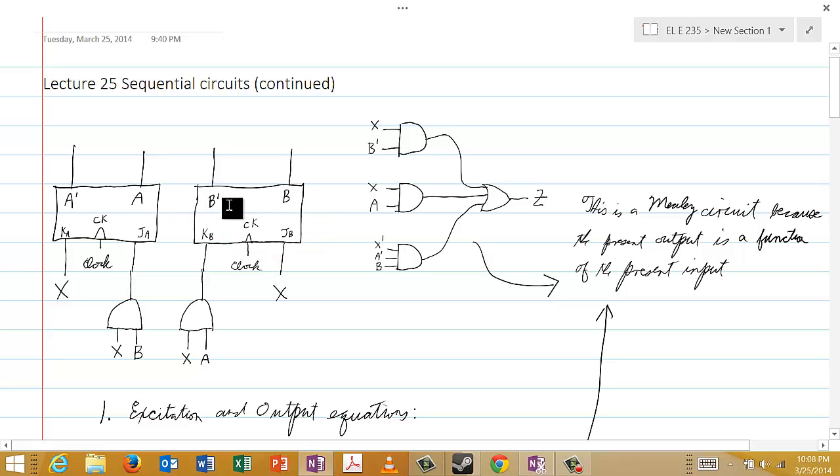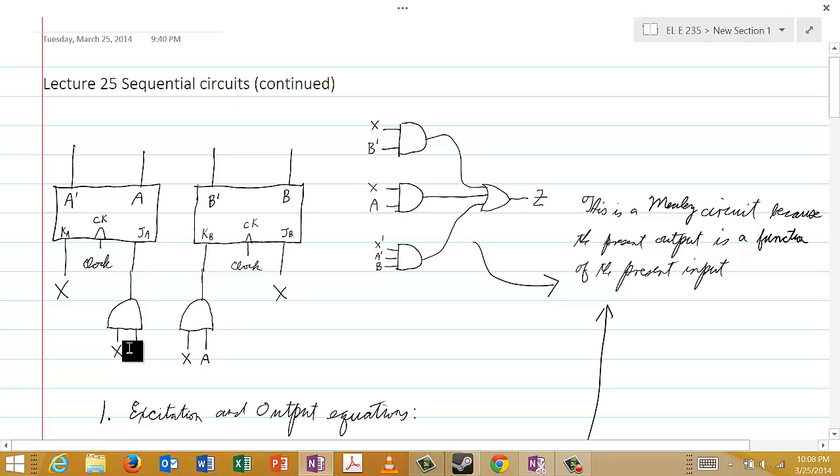We have two JK flip-flops here. The outputs of the first one are A and A prime, and the outputs of the second JK flip-flop are B and B prime. And we'll call the inputs to the first JK flip-flop JA and KA. The inputs to the second JK flip-flop we'll call JB and KB. And you see what signals here determine the J's and K's. Our input, we have a single input, which is X.